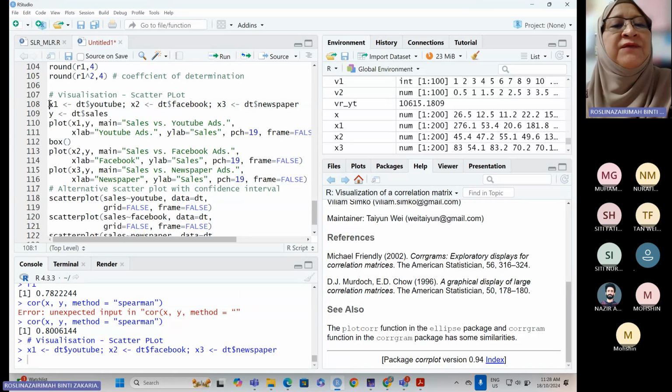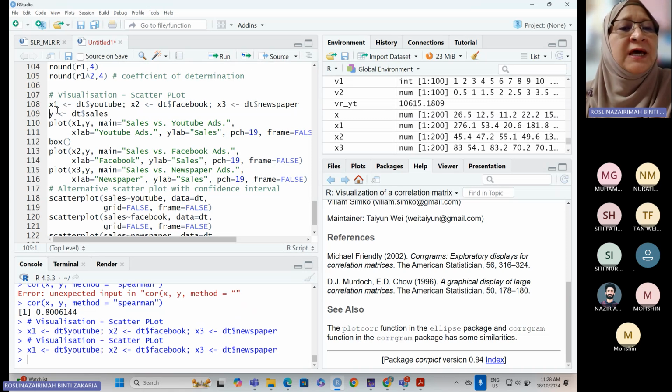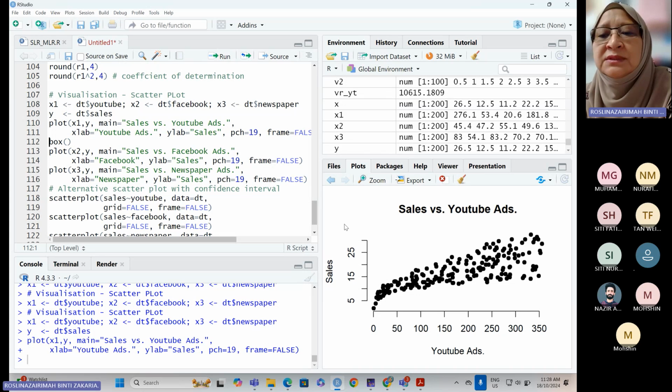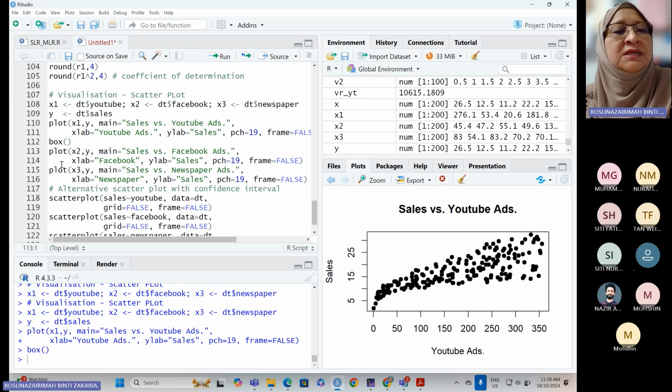Now we want to use a graphical method to show the relationship. First, I am going to rename my DT$YouTube and so on as X1, X2, X3, three variables, and my response variable is sales. Then I am going to plot. This is the plot we saw previously, sales versus YouTube. You can put a box around it if you want.